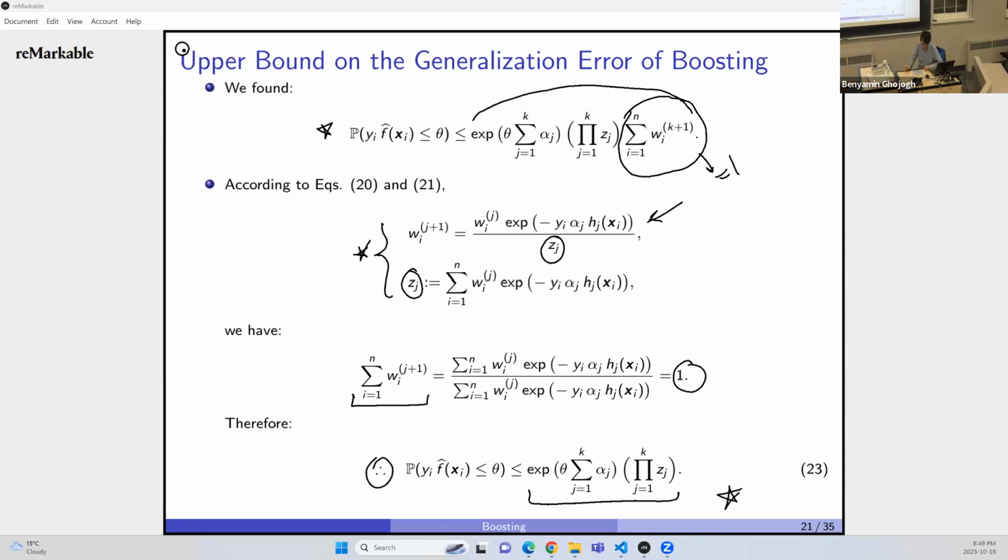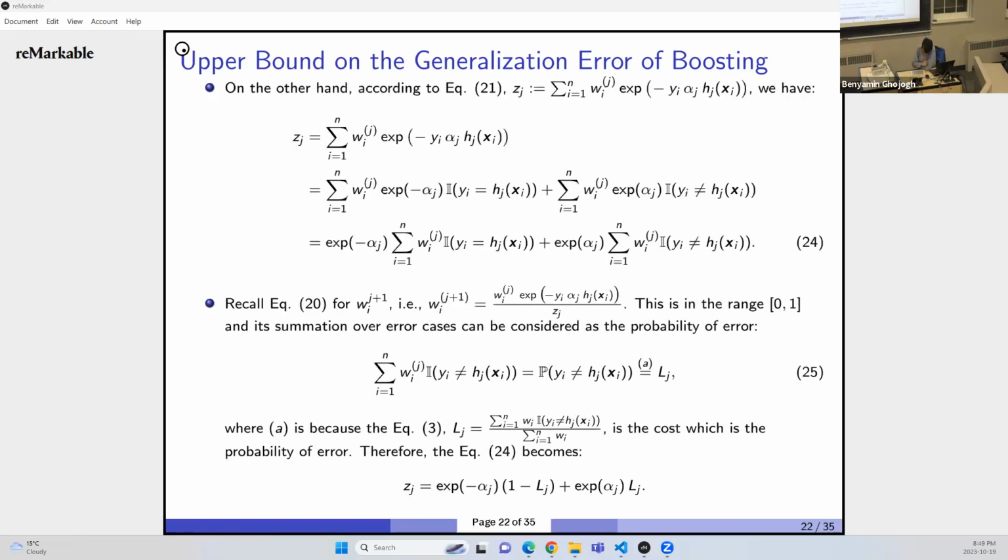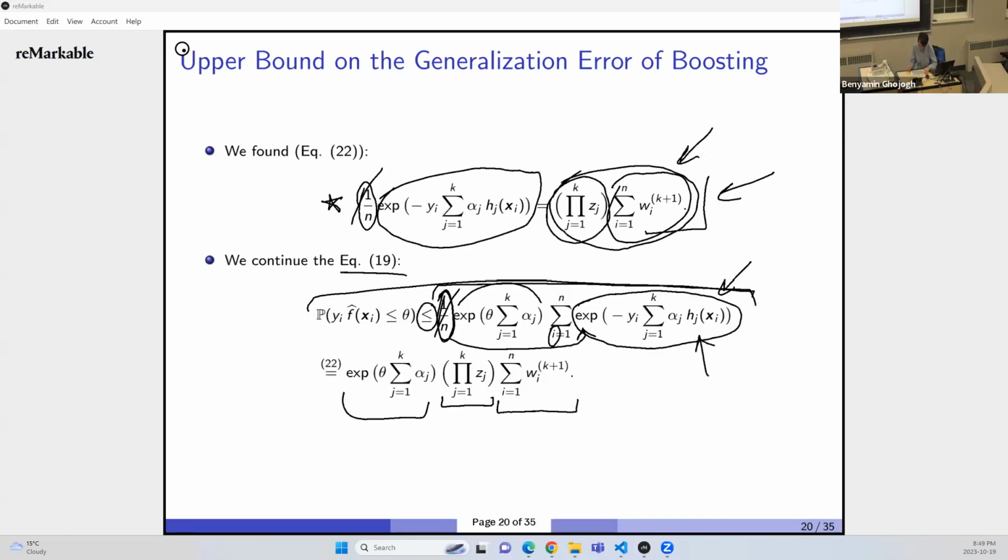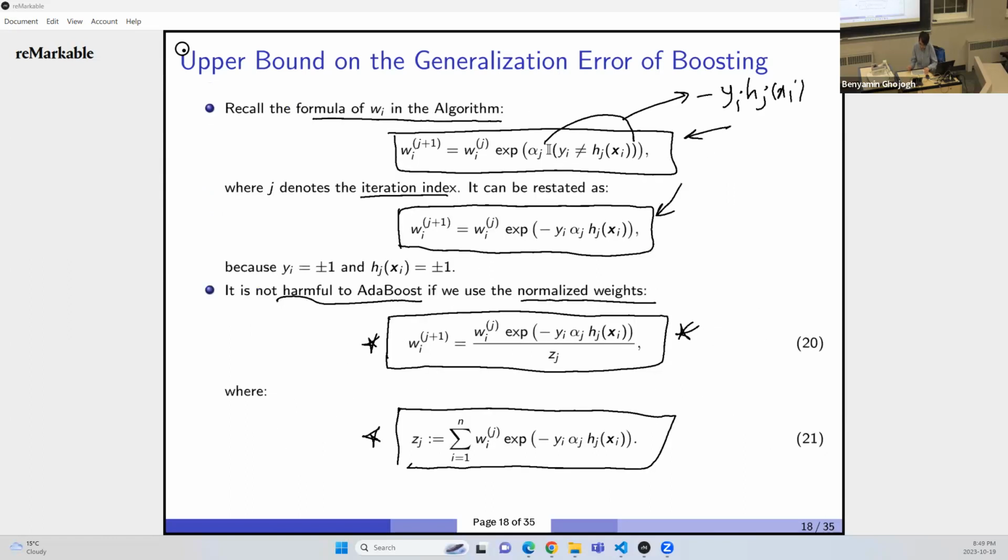We found this, and then on the other hand, according to equation 21, this was equation 21. You remember? If you don't remember, let me go back for you to remember. That was the denominator of the weights, right? Of the normalized weights. So this was it, equation 21.